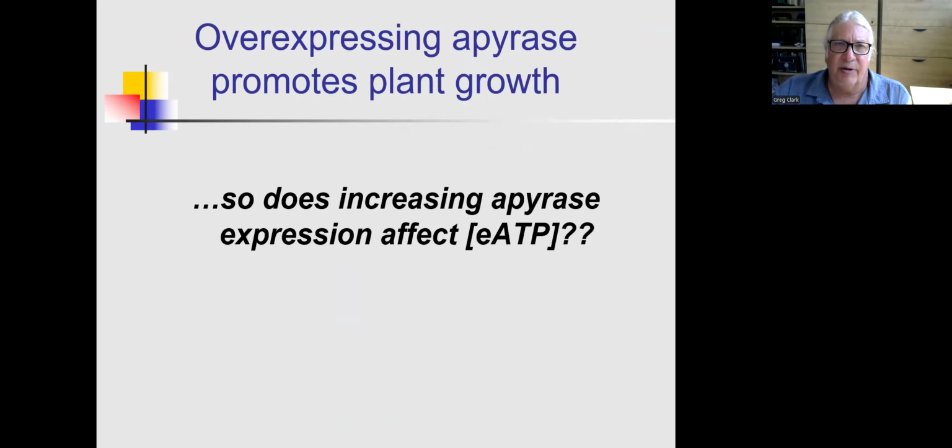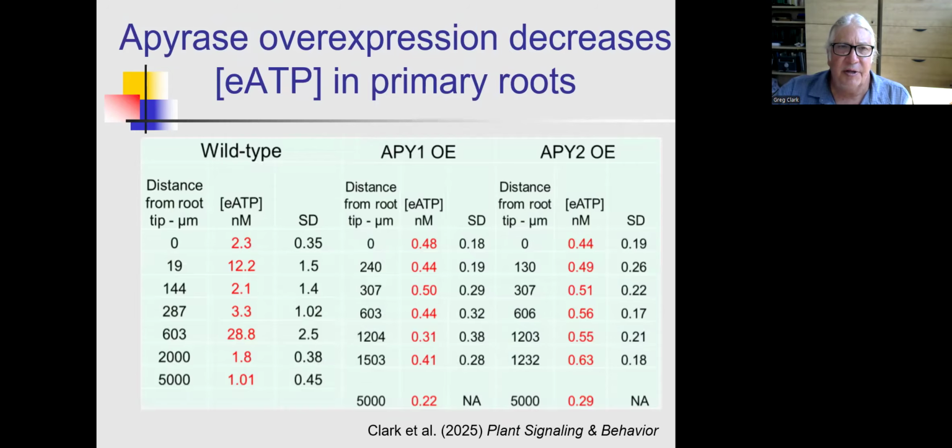So overexpressing apyrase promotes plant growth, and we were wondering, does increasing apyrase expression also affect the concentration of extracellular ATP? When we did this experiment, we used two different constitutive overexpressors of apyrases, APY1 overexpressor and APY2 overexpressor. And what I hope you can see is that in all the different zones of the root, the concentration of extracellular ATP is greatly reduced and is consistent in every different place along the root. About half of 1 nanomolar is the concentration.